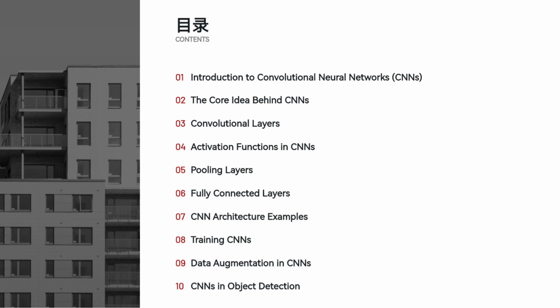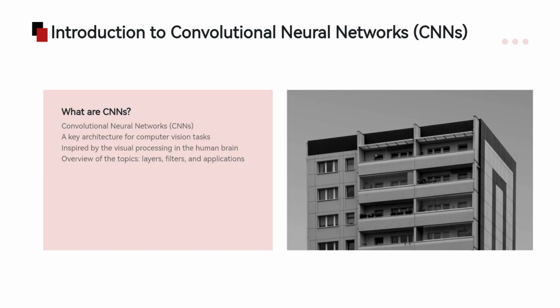Here are the contents. Convolutional neural networks, CNNs, are a specialized type of neural network designed for processing grid-like data, such as images. CNNs have revolutionized the field of computer vision due to their ability to automatically learn spatial hierarchies of features from raw pixel data, eliminating the need for manual feature extraction.